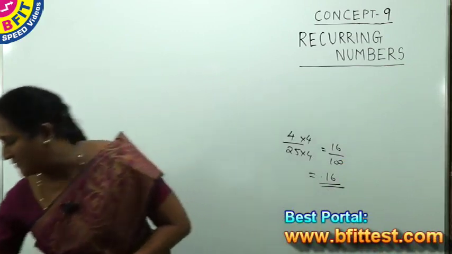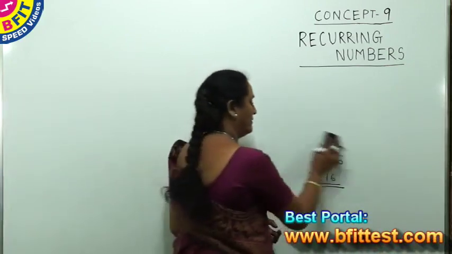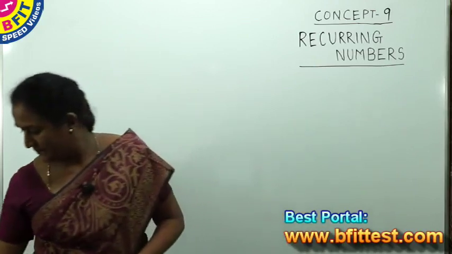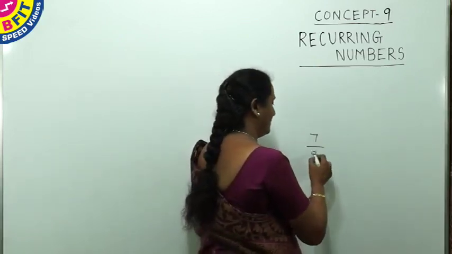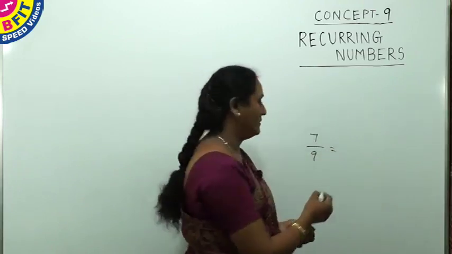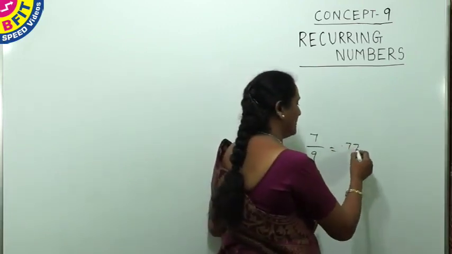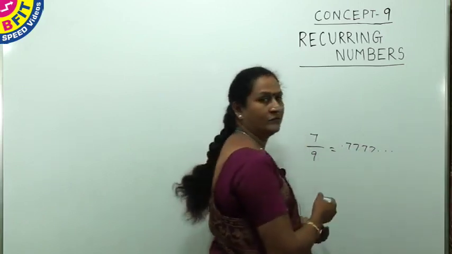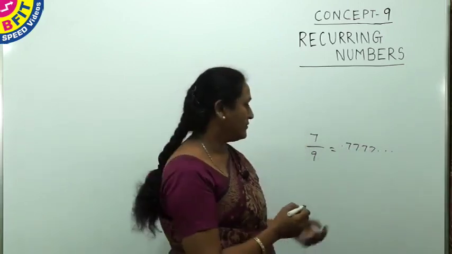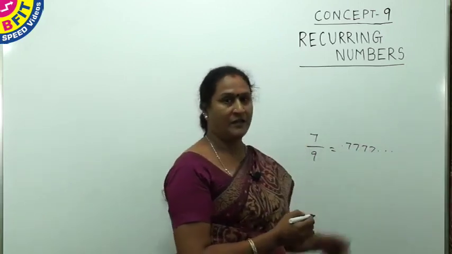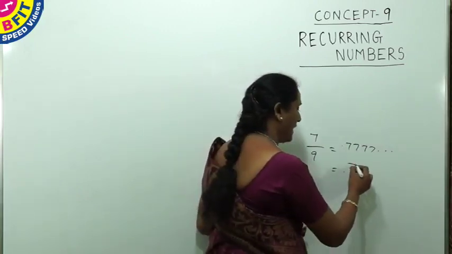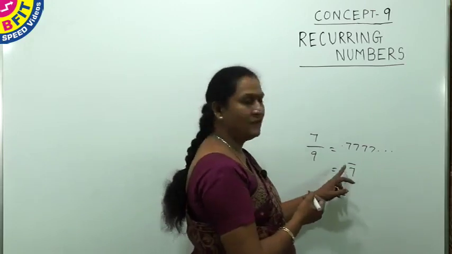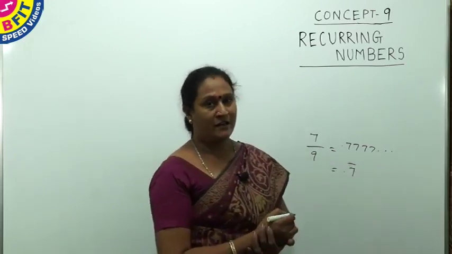Suppose we have a fraction 7 by 9. Now what will be the answer? It is 0.777 and it goes on. There is no end to it. So we have this 7 repeated many times. So this can be written as 0.7 with a bar over it, which means that this 7 is a recurring number.